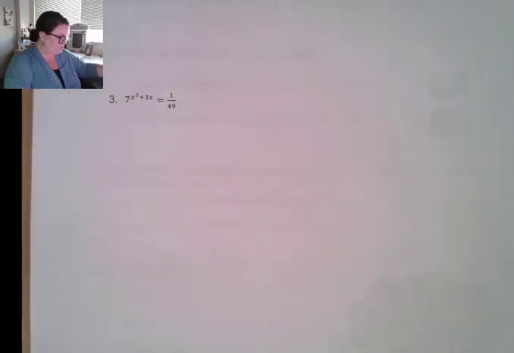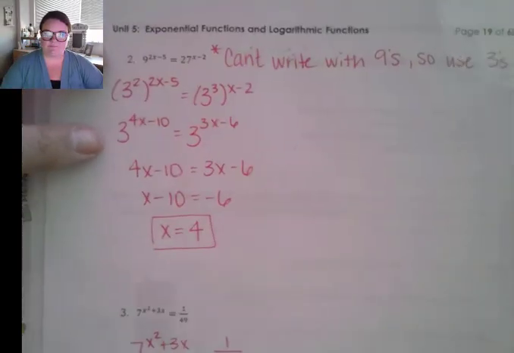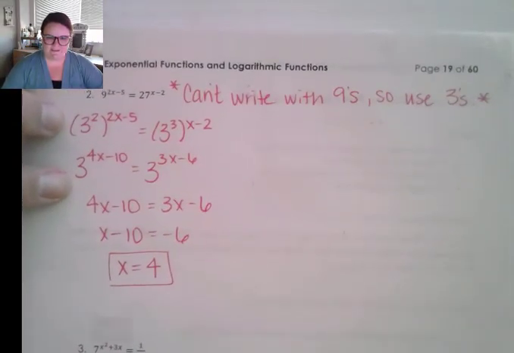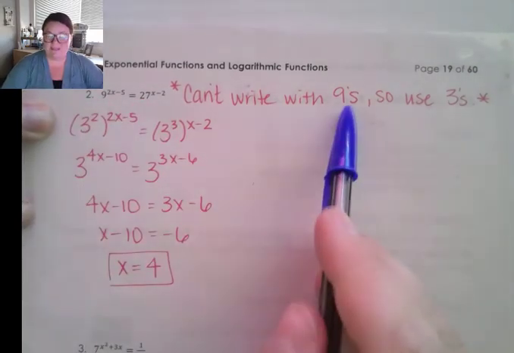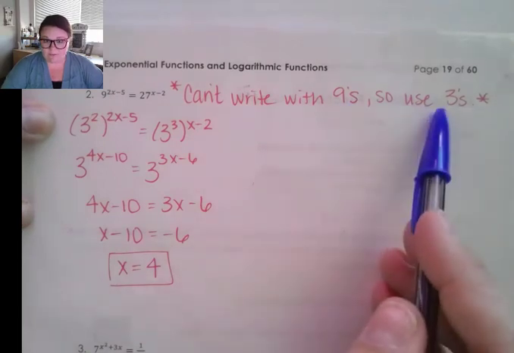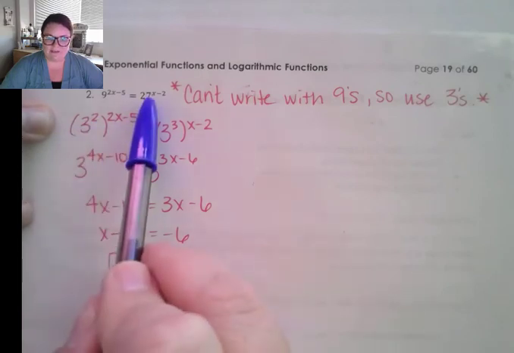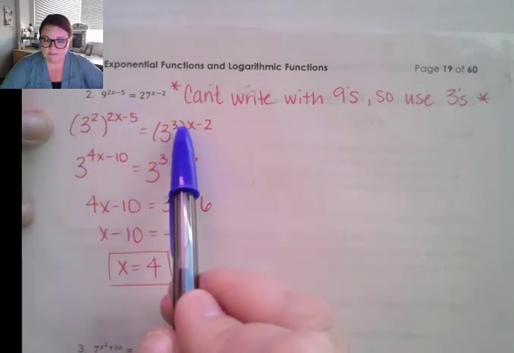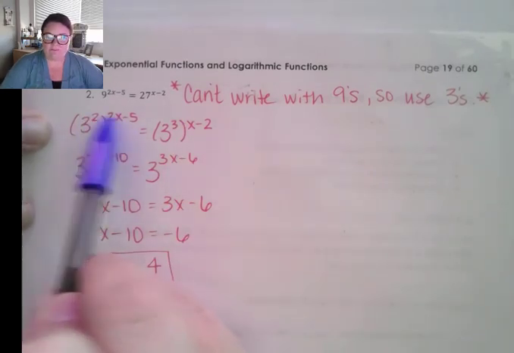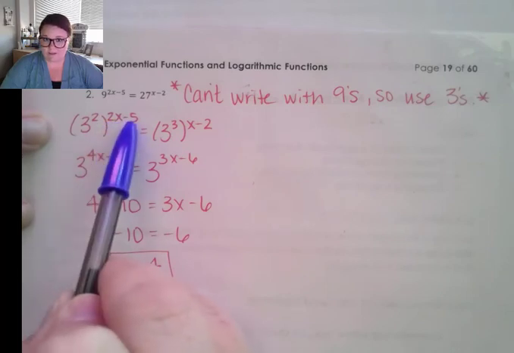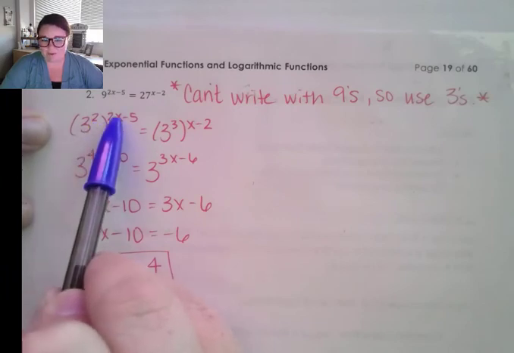Now, the second one was a little bit tricky because we can't write 9 and 27 as 9 to some power. So if we can't rewrite them with 9s, we're going to go down smaller and write them with 3s. So 9 can be written as 3 squared, 27 can be written as 3 cubed, and then we can go from there. Now when we have a power raised to a power, remember we have to multiply, or we have more than one term in our power, so make sure you distribute that 2 to both terms.